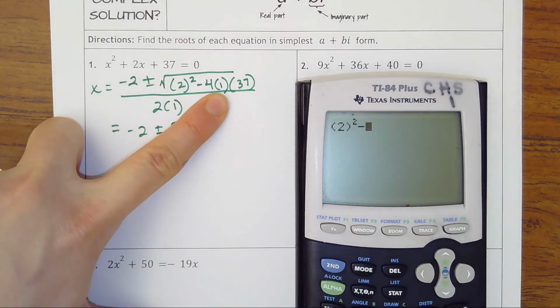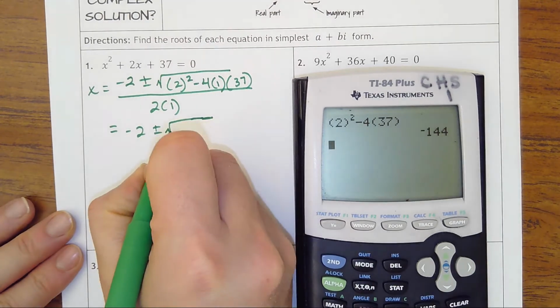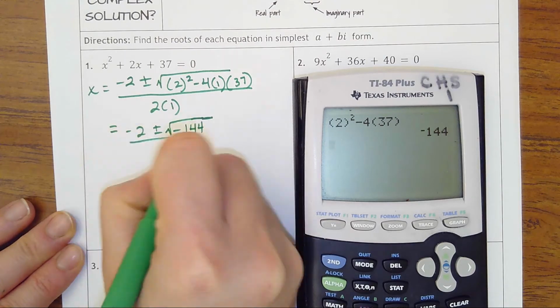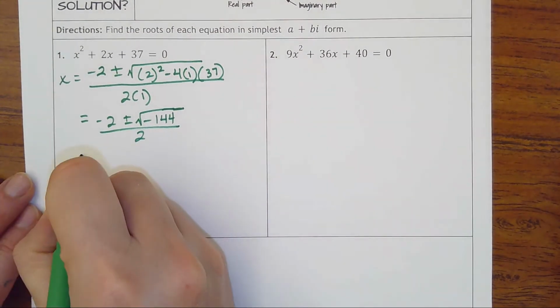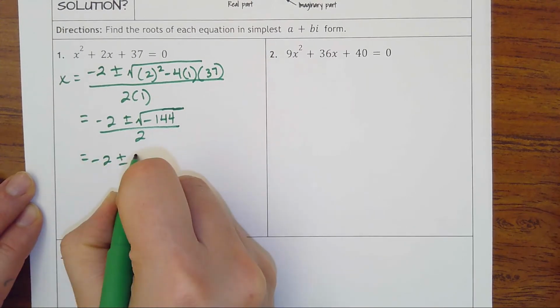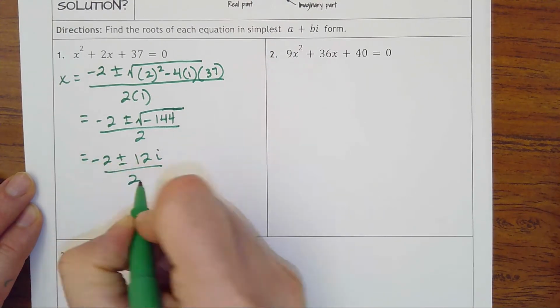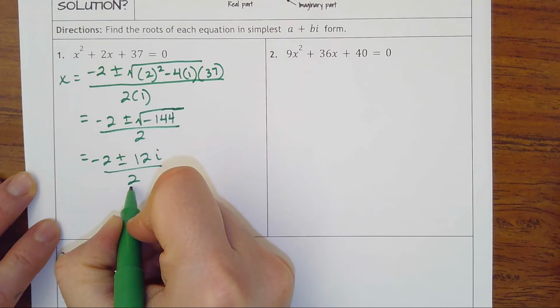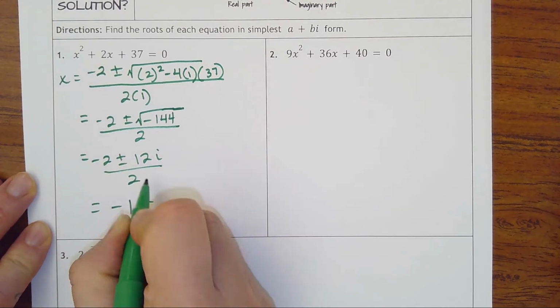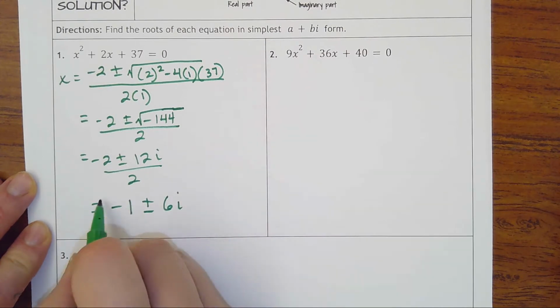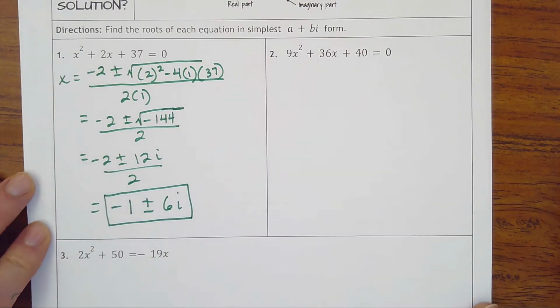4 times 1 is still 4, so I'm not even going to put that in there. I get negative 144. A negative under a square root automatically means I'm going to get an i. So this becomes negative 2 plus or minus 12i over 2. Then you're just going to divide. Negative 2 divided by 2 is negative 1 plus or minus 6i. That's it. Can't do anything else with it.